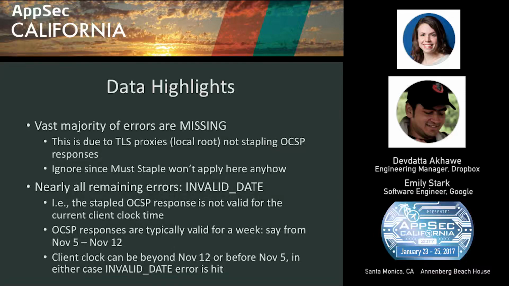Nearly all the remaining errors were invalid, meaning the stapled OCSP response is not valid for the current client's time. As I showed earlier with the example, OCSP responses are typically valid for a week, let's say November 5 to November 12. If your current time is after November 12, you will get an invalid date error. Or if your current time is before November 5, you will again get an invalid date error. So we could look at the time that Chrome included in the report, compare it with the data in the OCSP response, and see how far off it was. And so we started doing that.